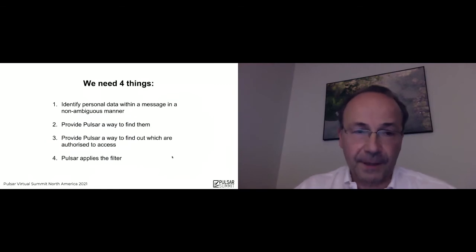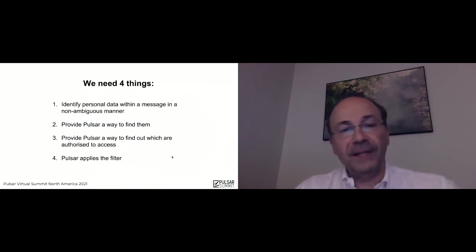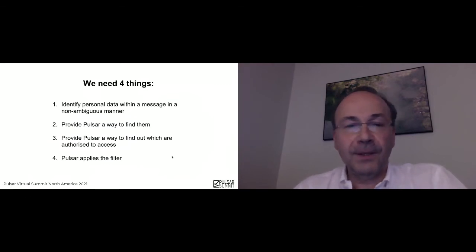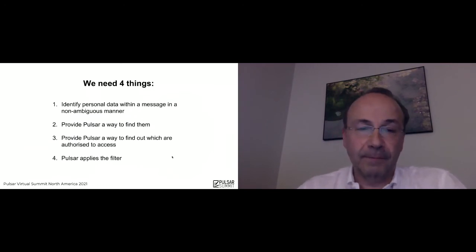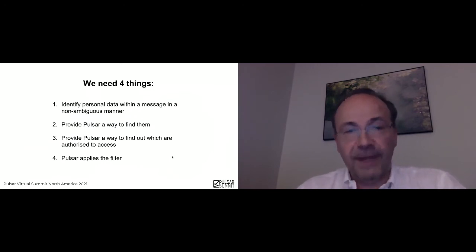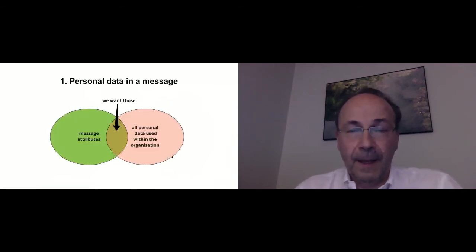We need 4 things. First, we need to identify personal data within a message in a non-ambiguous manner. The second thing is to provide Pulsar a way to find them. The third thing is to provide Pulsar a way to find out who is authorized to access, and then apply the filter. Let's start from number 1.